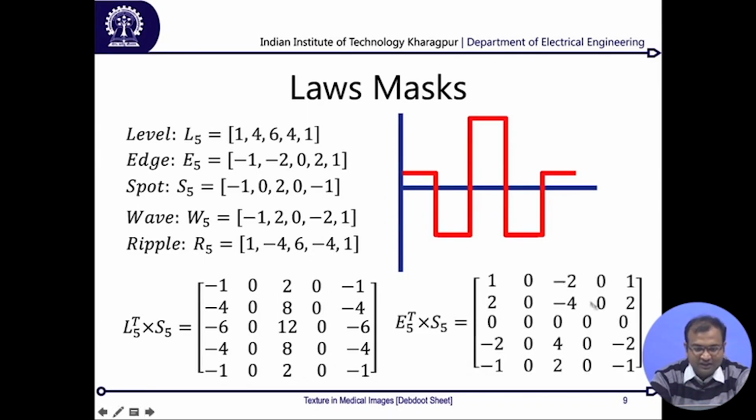Similarly, I can define another filter kernel as well, and this kind of kernel is E5 transpose, which is my edge on the x-axis and my spot on the y-axis. Since you have 5 primal component elements, you basically have the option of synthesizing 25 such filters.